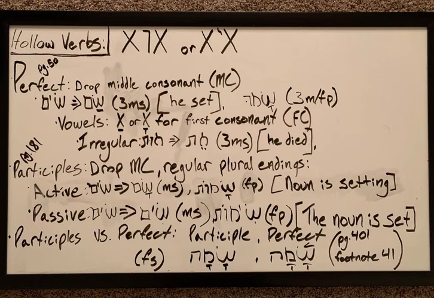So you've probably also noticed that participles and perfect conjugations for hollow verbs look the same in the masculine and feminine singular. So there is a way to tell the difference when you're reading in a biblical text, but that's going to be in a footnote on page 401, footnote 41. There's going to be an accent for the perfect. So the perfect of sim is going to be sama, right? So we emphasize the first syllable. In the participle, it's sama. We emphasize the second syllable. So look for those accent marks when you're reading text if you find you need to tell the difference between a participle and a perfect.